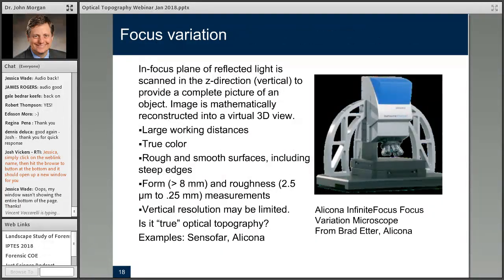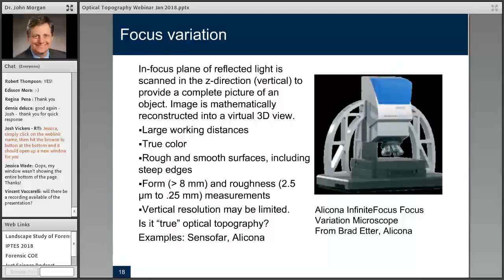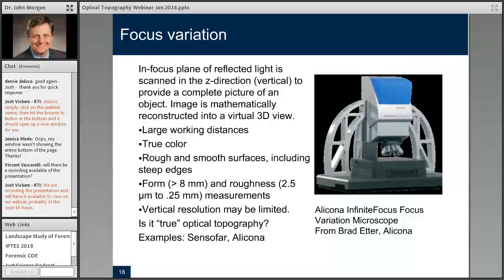Focus variation is the next one. There are several different kinds, as I show in Alicona, InfiniteFocus, off to the right here. Again, instead of having these pinholes keep everything in focus as you're looking at the reflected light, it pushes the focal plane back and forth across the object, and then analytically, using the computer, pushes everything back together. Now, there is some controversy about focus variation, that it's not true optical topography, because you're using the computer instead of the pinholes to make this three-dimensional picture.